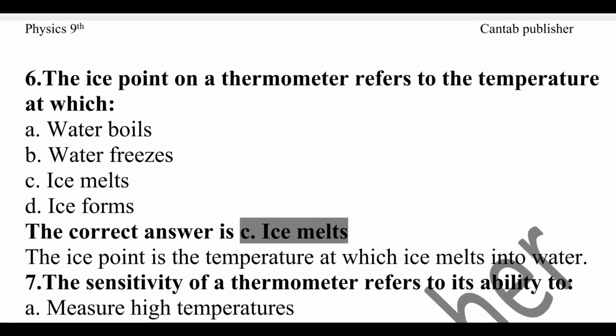Question number 6. The ice point on a thermometer refers to the temperature at which: option A, water boils. Option B, water freezes. Option C, ice melts. Option D, ice forms. The correct answer is C, ice melts. The ice point is the temperature at which ice melts into water.